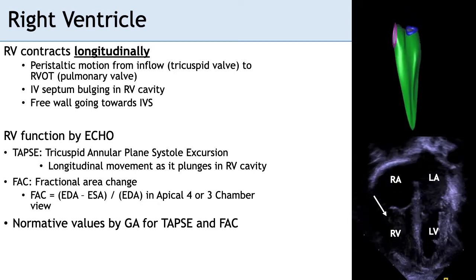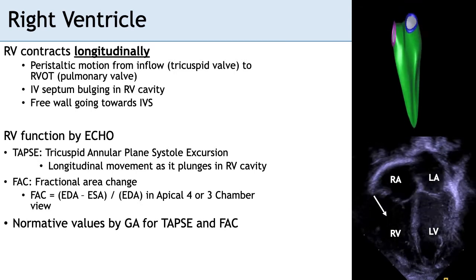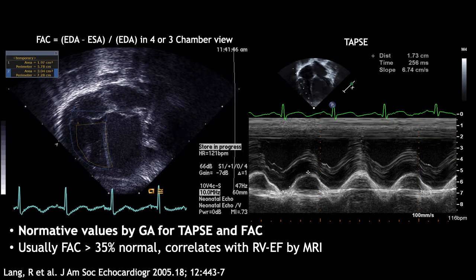If you're doing it on the RV four-chamber view, typically you see the lateral free wall and the septum. If you're doing the three-chamber view, you would see the posterior and anterior wall from the inflow to the outflow tract. Normative values for both TAPSE and FAC have been published by gestational age. This is an example on the left-hand side of fractional area change. You can see the tracing in diastole, and superimposed the tracing done in end-systole, and you do a ratio, EDA minus ESA, the whole divided by EDA, and you have a value of FAC.